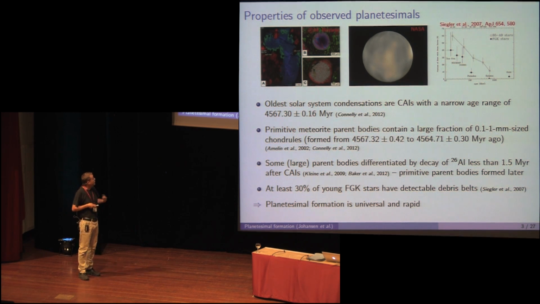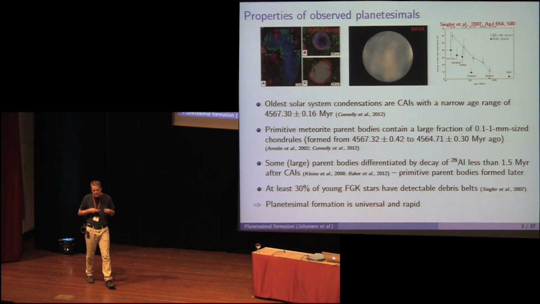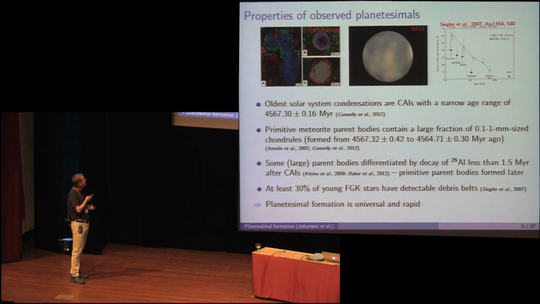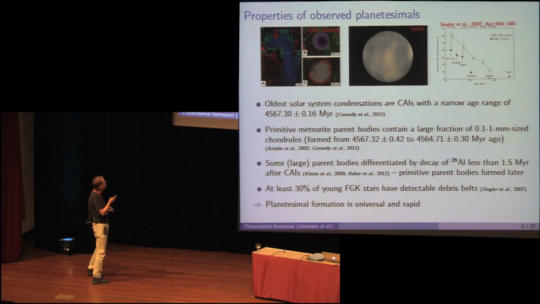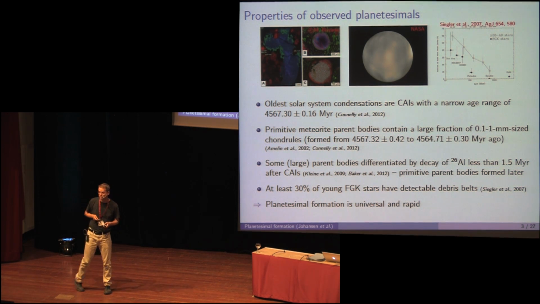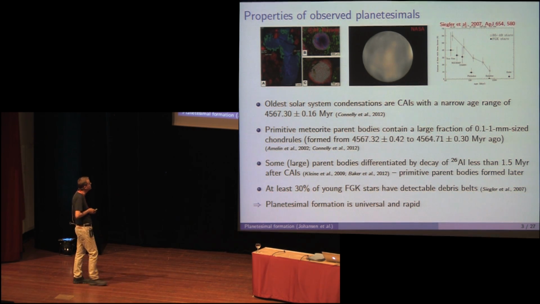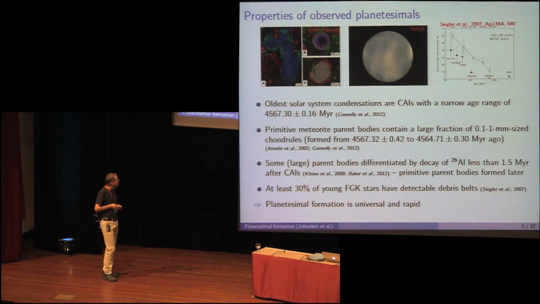We also know that some meteorites are not primitive; they come from differentiated parent bodies. That means that some large parent bodies of the meteorites actually differentiated, presumably by the decay of aluminum-26, which was active in the early solar system, and this must have happened less than 1.5 million years after the CAIs. And then it's believed that the primitive parent bodies, which contain all of this stuff, formed after the decay of aluminum-26 did not make it possible to differentiate anymore.